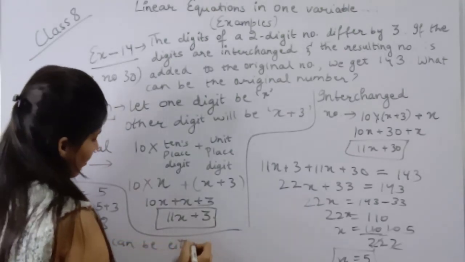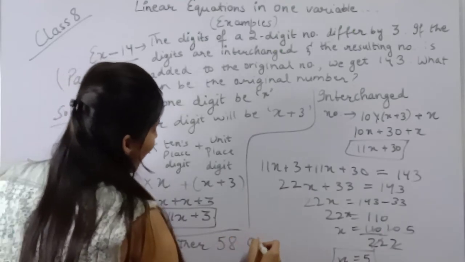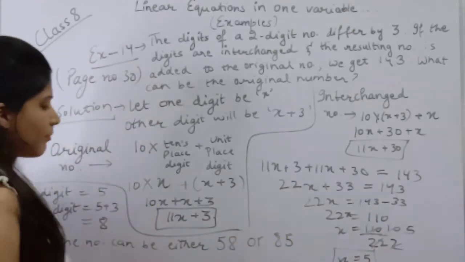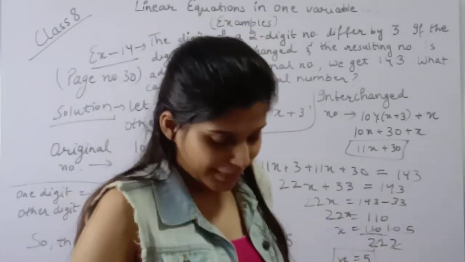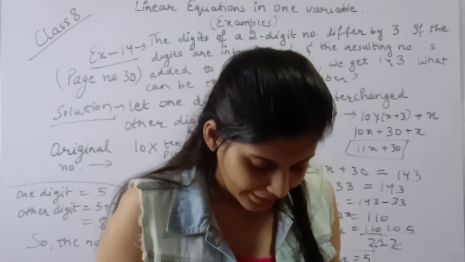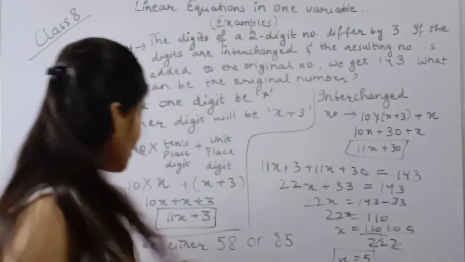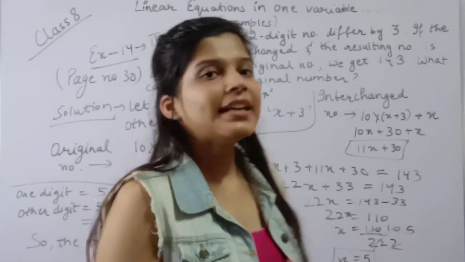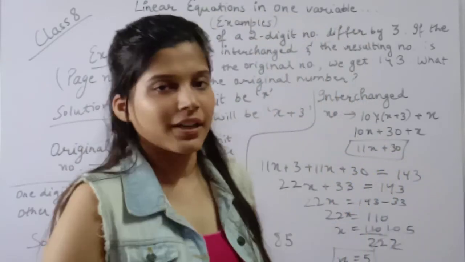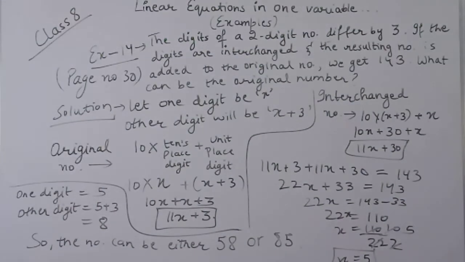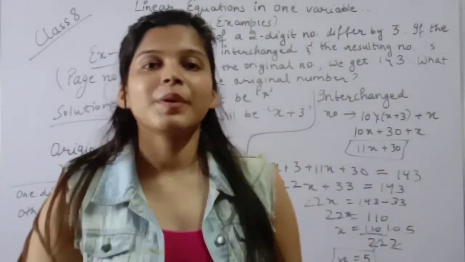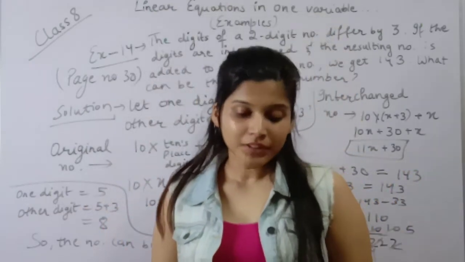So the number can be either 58 or 85, because both differ by 3. Whether 5 comes first and then 8, or 8 comes first and then 5, it doesn't matter. The number can be either 58 or 85. Both differ by 3. So this was our example number 14 of chapter number 2.